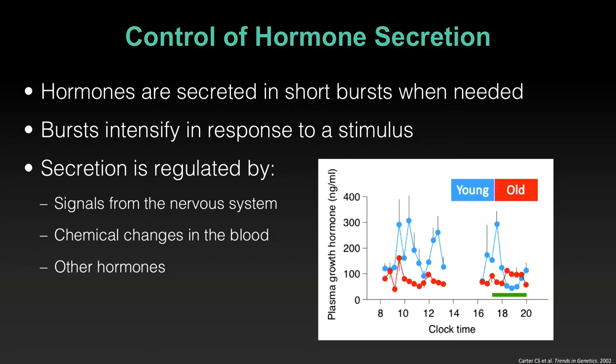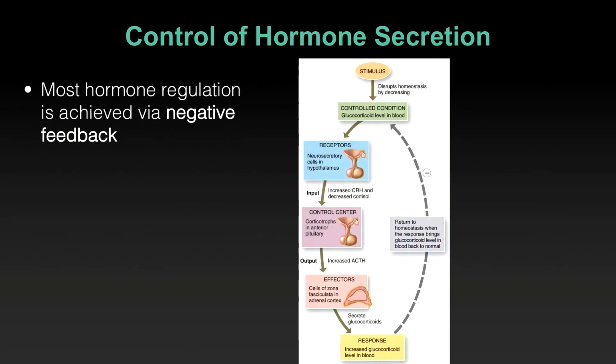So many levels of control. But overall, pulsatile release that allows some concentration in the blood, that can vary according to various stimuli. And more often than not, that variation is due to our old friend, negative feedback. The negative feedback loop that we might have discussed in the first week of class to maintain homeostasis and correct an imbalance.